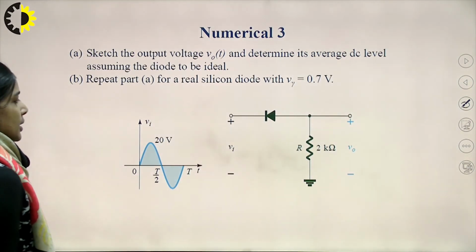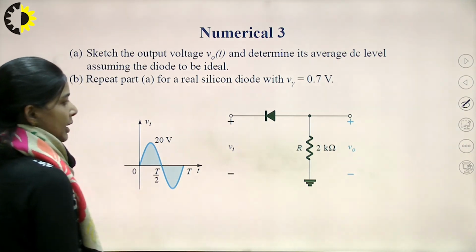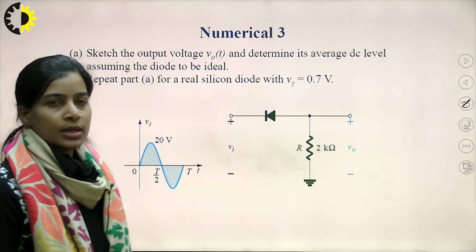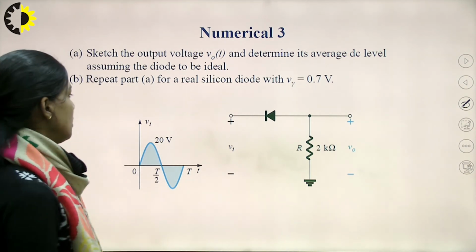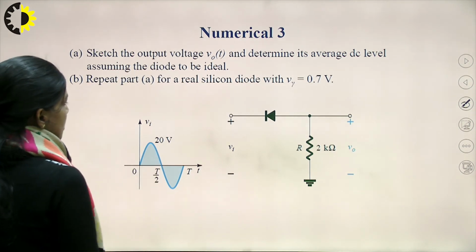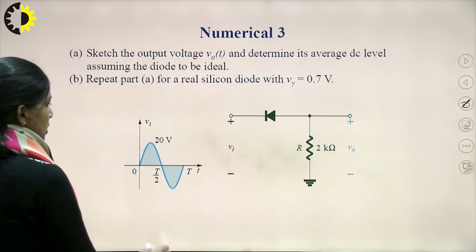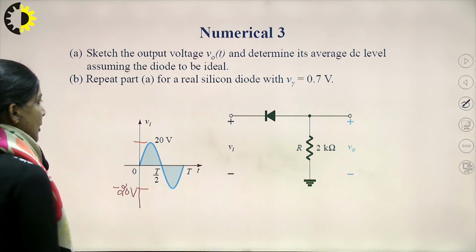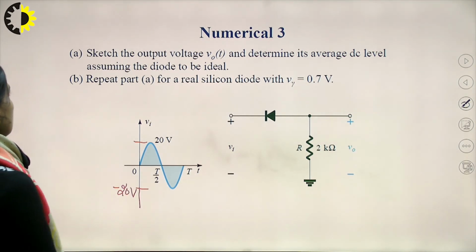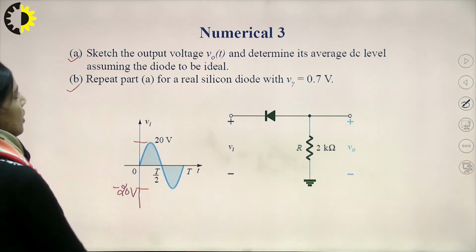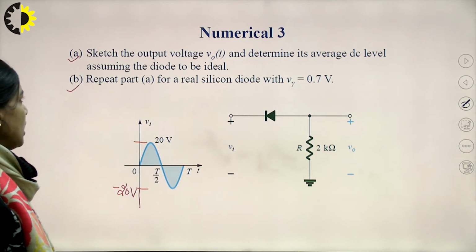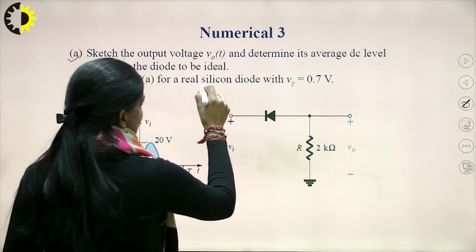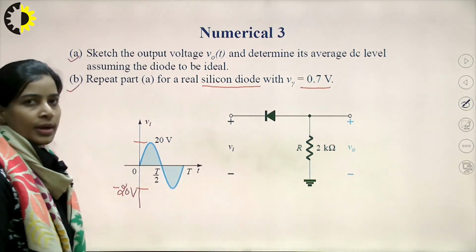Next problem, the circuit. This is a very common circuit that we have discussed earlier. One diode and one resistance is here. It is a clipping circuit, and the input given here is a sinusoidal waveform of plus 20 volts and minus 20 volts. So, now two questions are there. One is to determine its DC level assuming that the diode is ideal, and in the second case the diode is taken as a silicon diode with a drop of 0.7 volts.